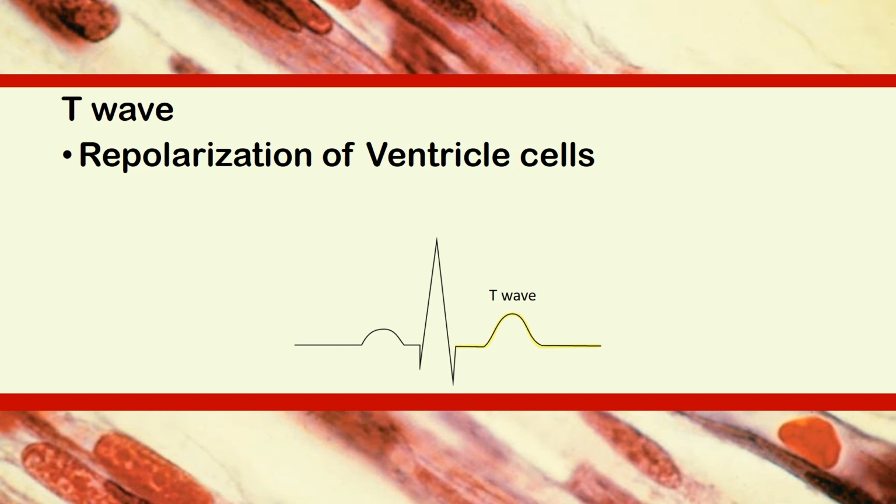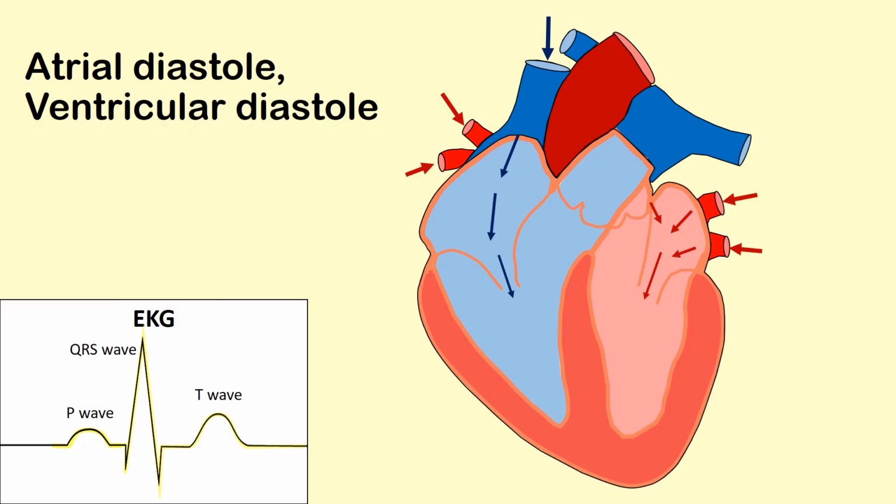The next wave that we want to look at then is referred to as the T wave. The T wave will represent the repolarization of the ventricular cells and will correspond to atrial and ventricular diastole.